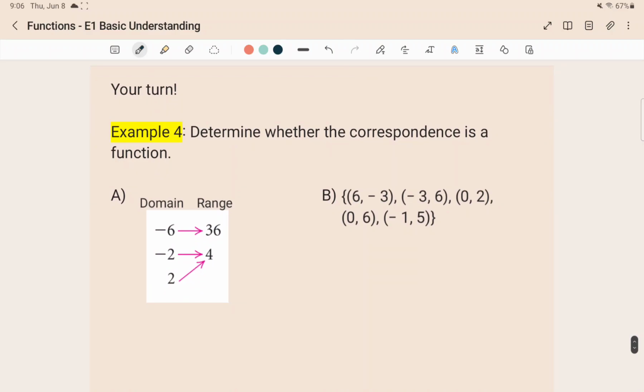Now it's your turn. Pause the video after the next slide and try a few on your own. Example 4. Determine whether the correspondence is a function. Let's see how you did.